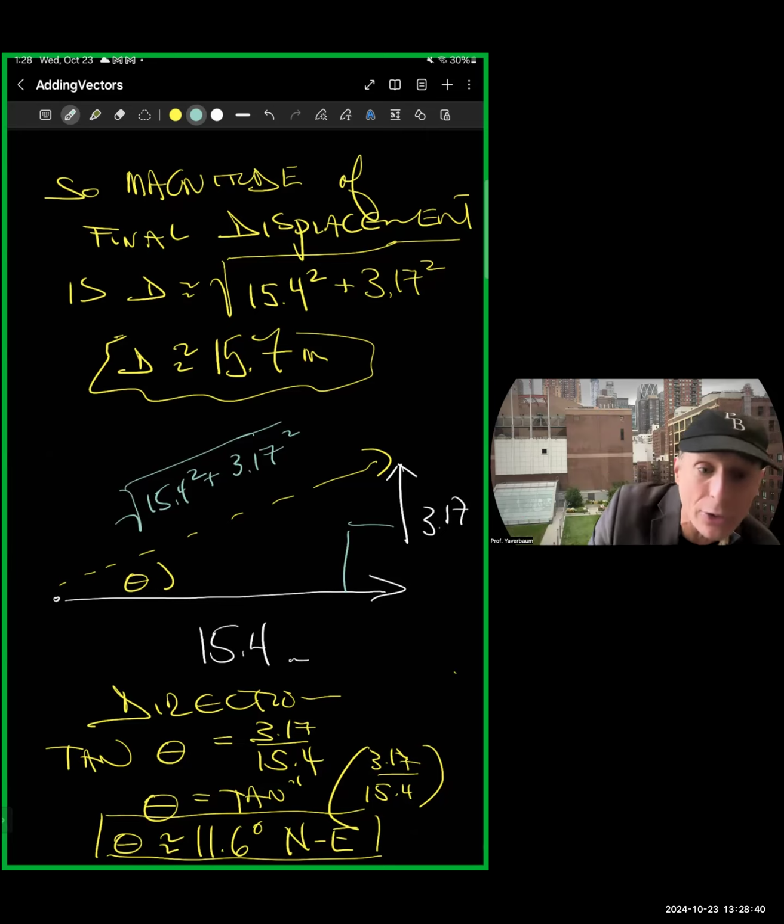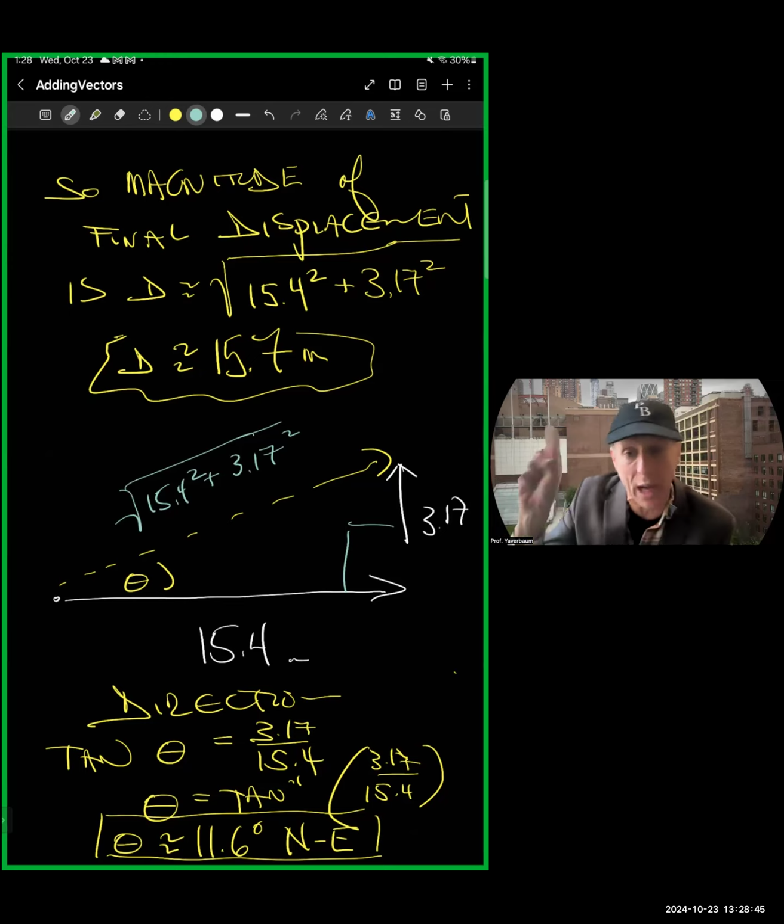And similarly, the angle, the direction I went, how do we get that? SOHCAHTOA. Tangent of the angle equals opposite over adjacent. We don't want the tangent of the angle. We have the opposite over the adjacent, and we want the angle itself. So we do inverse tan, or arctan, or tan to the -1 on your calculator, all different words for the same thing. So the angle is the arctangent of the opposite, 3.17, over the adjacent, 15.4. On your calculator in degree mode, you'd get approximately 11.6 degrees northeast.